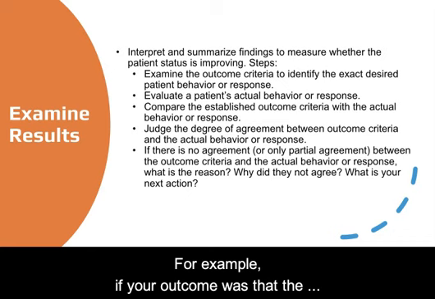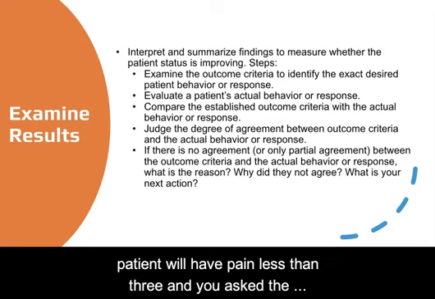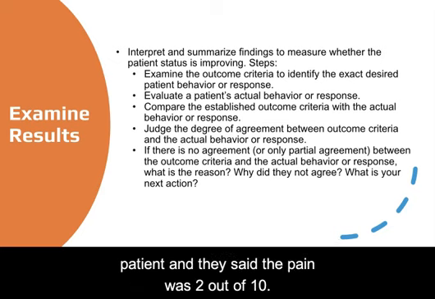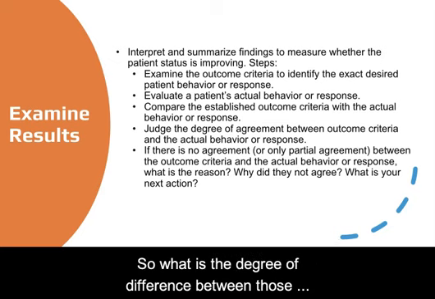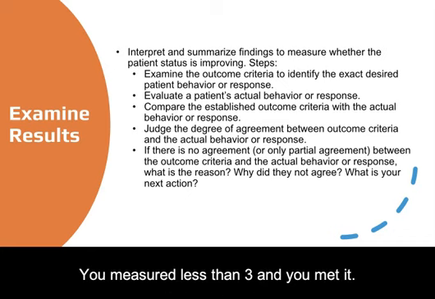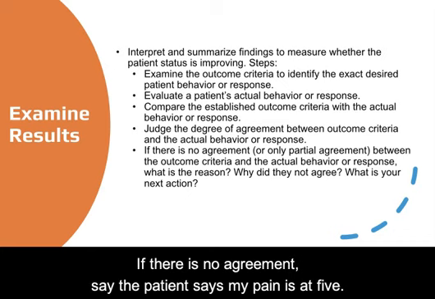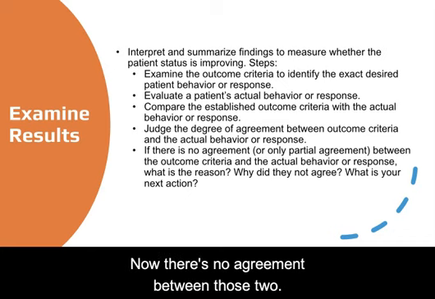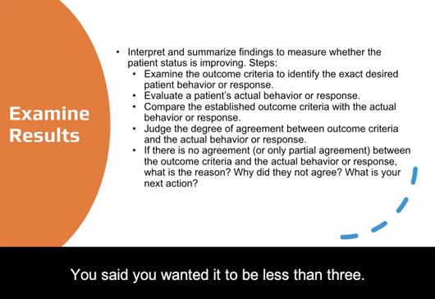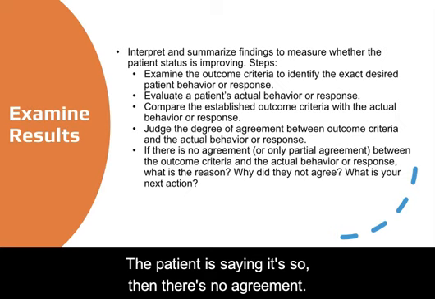For example, if your outcome was that the patient will have pain less than 3, and you asked the patient and they said the pain was 2 out of 10, what is the degree of difference between those two? It's great, right? You measured less than 3 and you met it. It's right on spot. If there's no agreement, say the patient says my pain is at 5, now there's no agreement between those two. You said you wanted it to be less than 3. The patient is saying it's 5. So then there's no agreement.